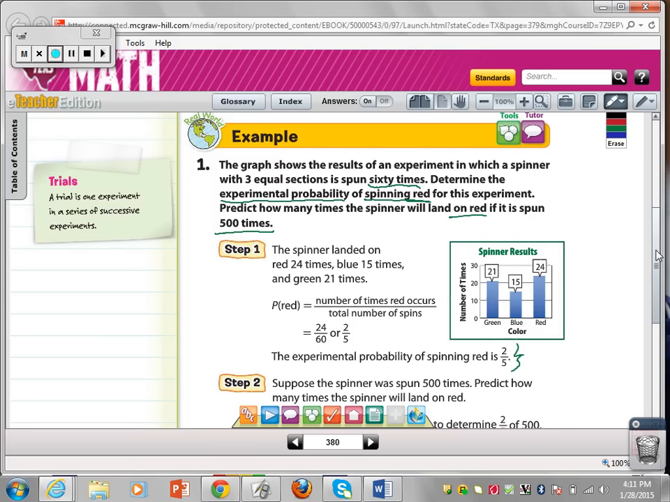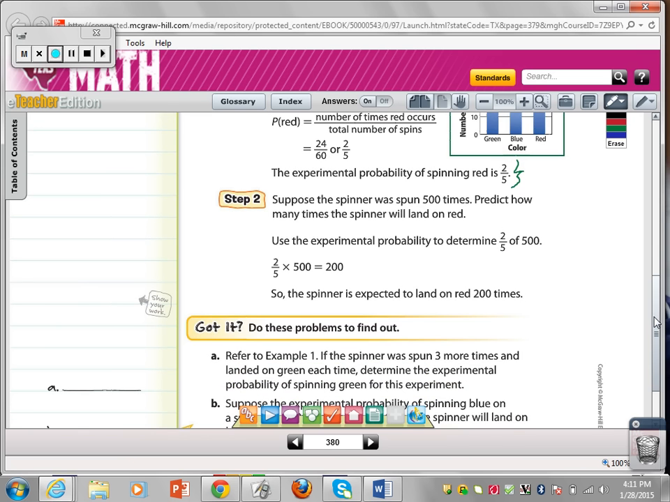Step 2. Suppose the spinner was spun 500 times. Predict how many times the spinner will land on red. Well, you know that if you spin it 60 times, or if you spin it 5 times, you're going to get 2 out of 5 if you spin it 5 times.